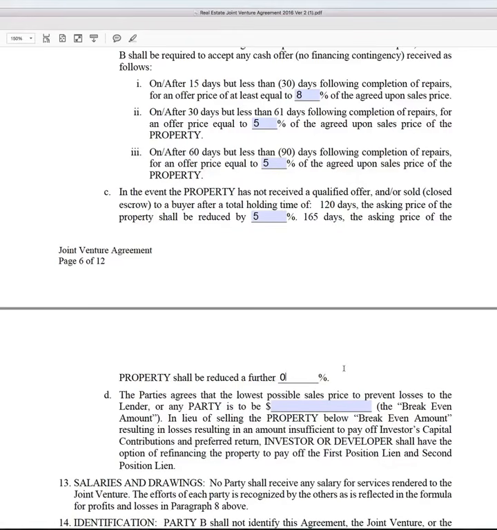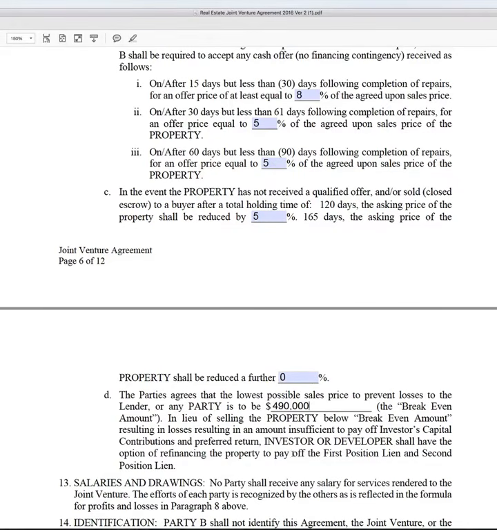But ideally, of course, you don't want to reduce it below what you paid or how much money you have into it. So you have to factor that in. Now, the parties agreed that the lowest possible sales price to prevent losses to the lender or any party is to be, all right, this is your break-even price. So let's assume that my break-even price on this particular deal is $490,000. So you can't go below $490,000 on the property without both investor, Party A, and Party B agreeing to drop it that low. So that's the break-even price. You can't go below that.